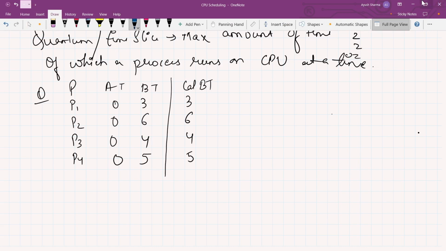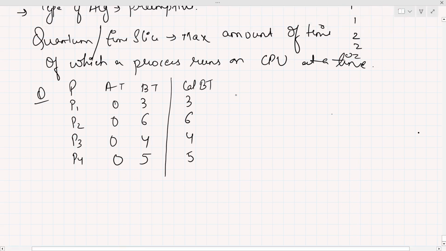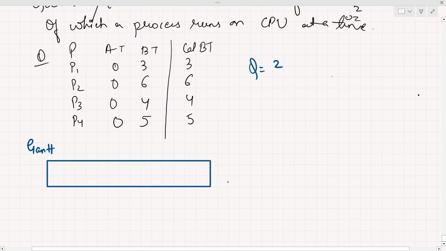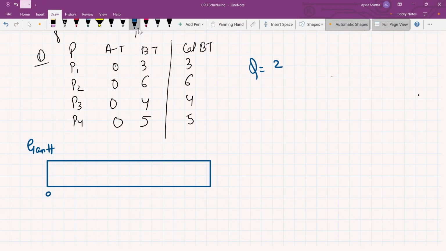Okay, so now we have to make a Gantt chart. First of all, the time quantum given for this particular question is 2, which means the maximum time a process can spend on a CPU is 2 units. Now let's make a Gantt chart and try to solve this. Initially, the time is 0.